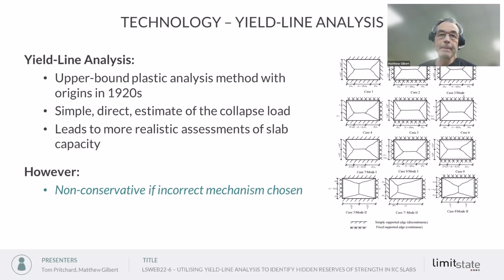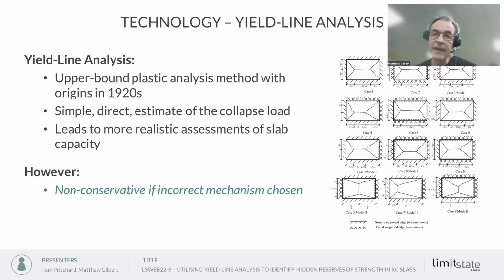So technology: we're using the yield line analysis method. It has its origins in the 1920s, and then it was developed significantly by Johansen in the 1940s and beyond. The key thing is it's an upper bound plastic analysis method, which directly homes in on the collapse load and generally gives a realistic assessment of the slab capacity, considering flexural failure.